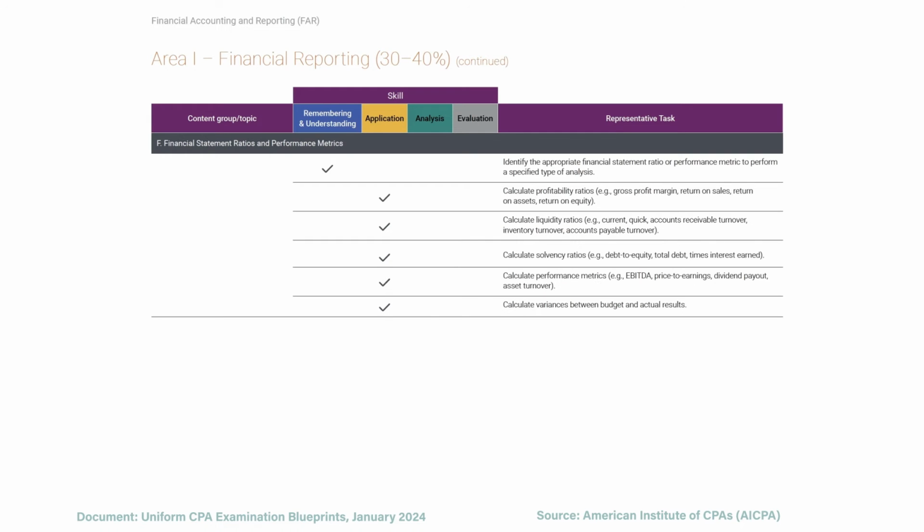And the last part of the financial reporting section is financial statement ratios and performance metrics. So we're analyzing a company's financial statements. So this involves looking at profitability ratios, liquidity ratios, solvency ratios, and performance metrics. We also look at variances between our budgeted results and our actual results.